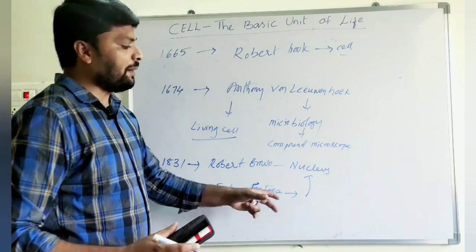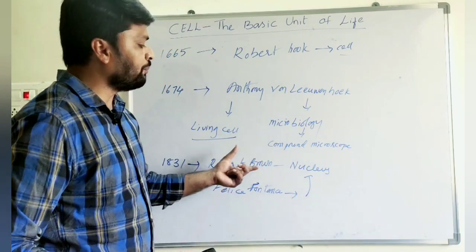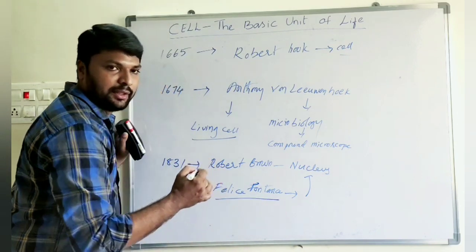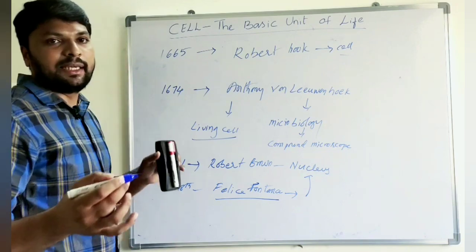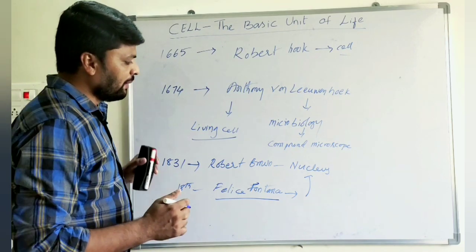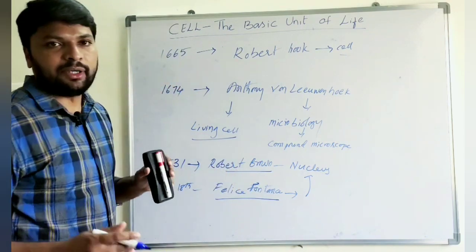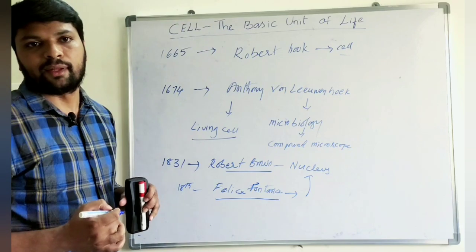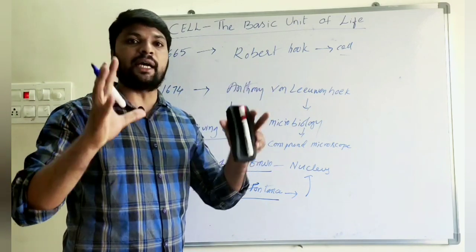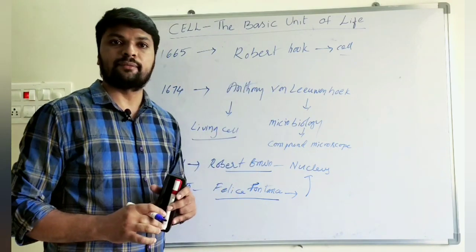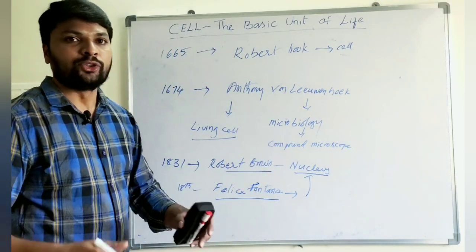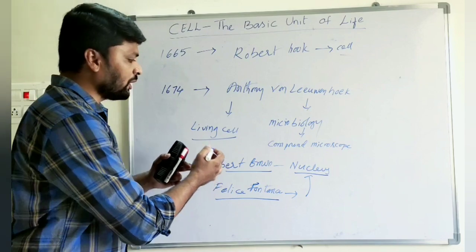But the complete credit goes to Robert Brown, because Felix Fontana observed a nucleus in epithelial cells, the outermost layer of the human body. But Robert Brown observed a nucleus in orchid leaves and other cells also, and finally confirmed that almost all cells contain a nucleus. So the complete credit goes to Robert Brown.